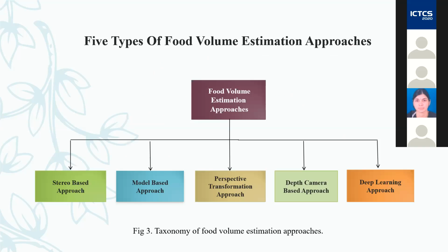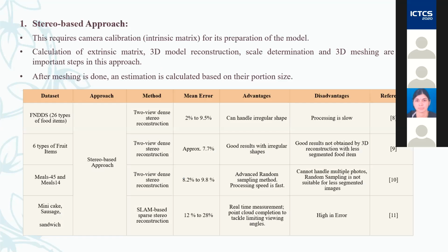So we are going to work only on the food images and directly get a calorific value from the food images. Now there are different methods from the literature review. We found out that there are five standard methods to estimate food volume: stereo-based, model-based approach, perspective transformation approach, depth camera approach, and deep learning approach. I'll walk you through these different standard methods and which is the trending method right now.